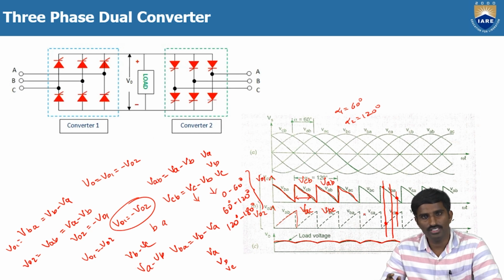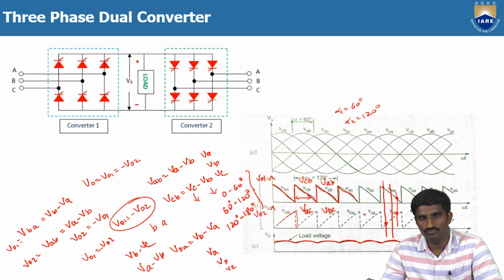When you are operating in the circulating current mode, you should operate both the converters at the same time. But to do that, you should follow one condition: you should take alpha 1 and alpha 2 such that alpha 1 plus alpha 2 is equal to 180 degrees. You have to choose the alpha 1 and alpha 2 values accordingly. Then only you will get the dual converter operation.